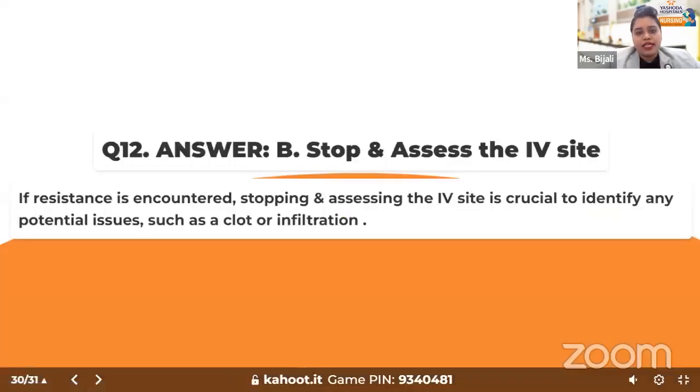And let's see the answer. So here the rationale is if resistance is encountered, stopping and assessing the IV site is crucial to identify any potential issues such as clot or infiltration.